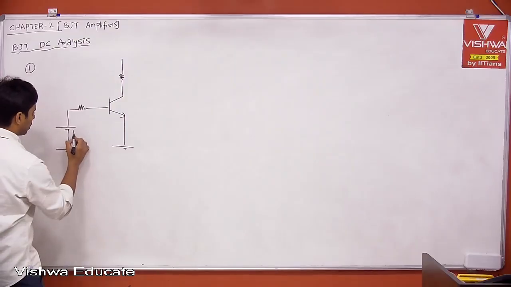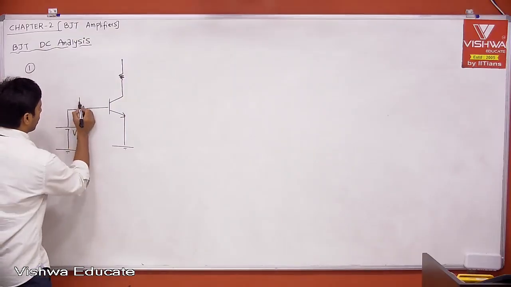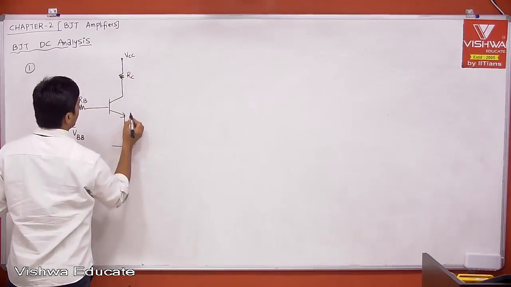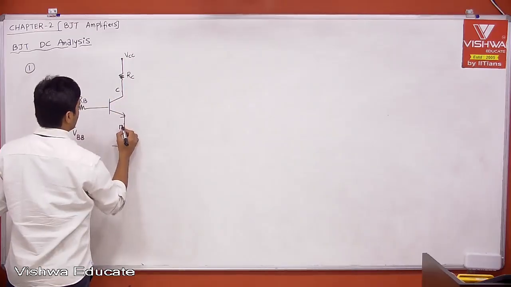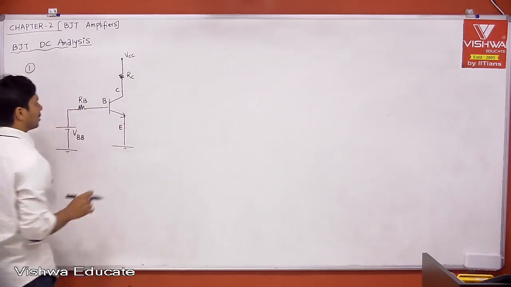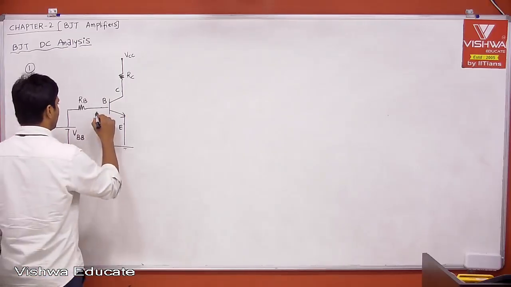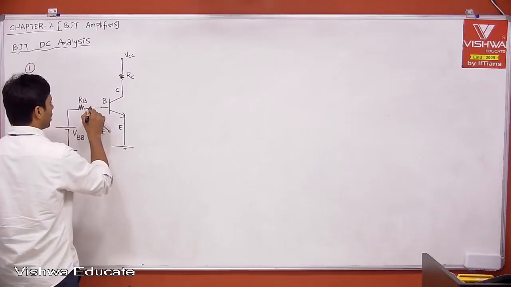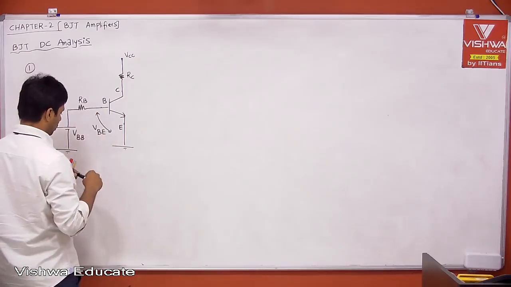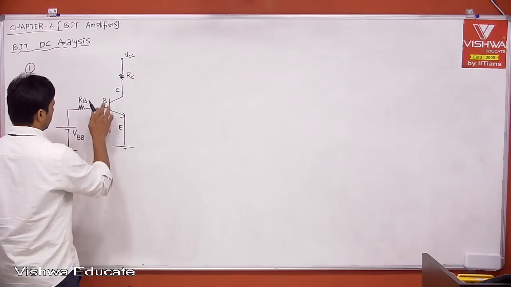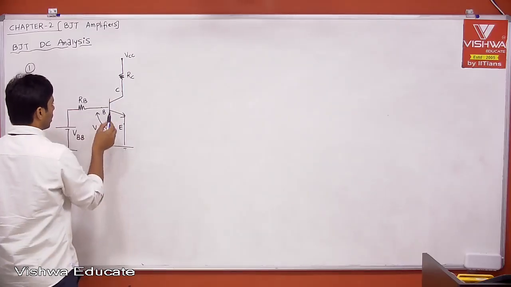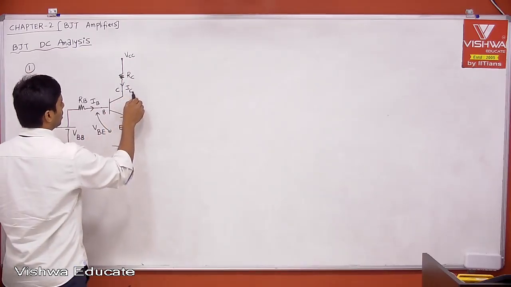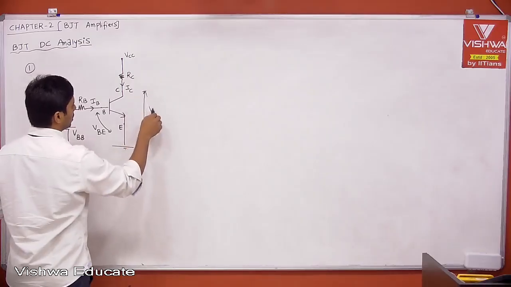Only DC quantities. Remember, this is your capital VBB and RB, RC, now VCC, right? This is the collector, emitter. Okay. Now this is your VBE. The current which is entering into the base is IB. The current which is entering into the collector is IC. And the output voltage is nothing but VCE.